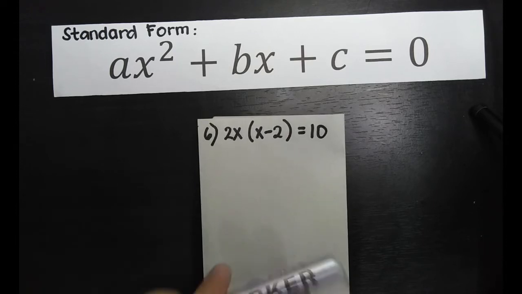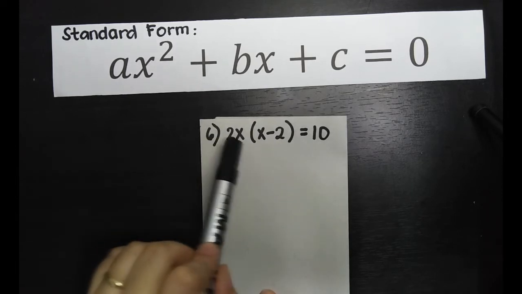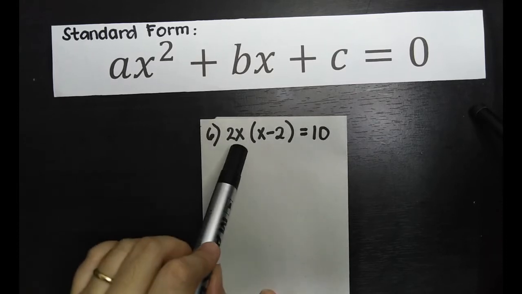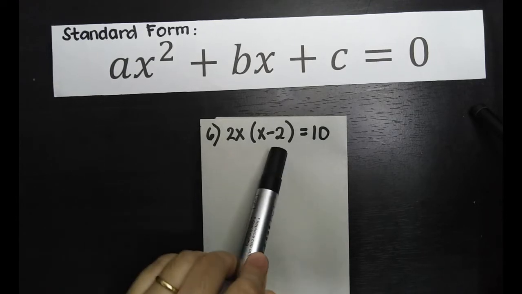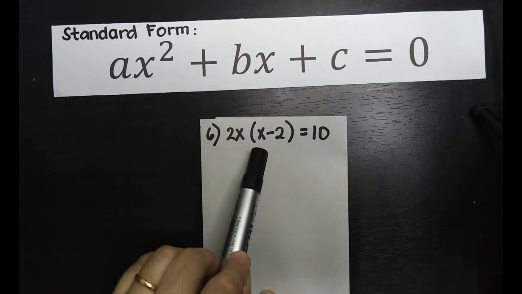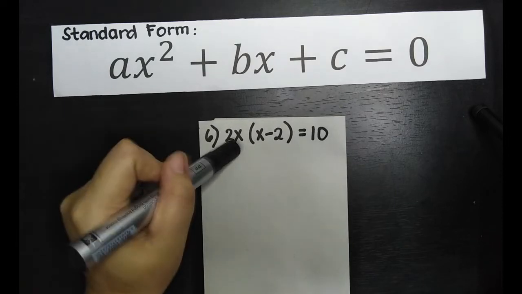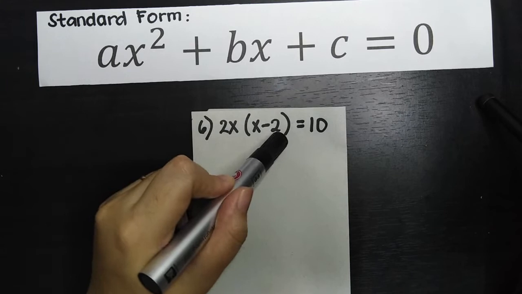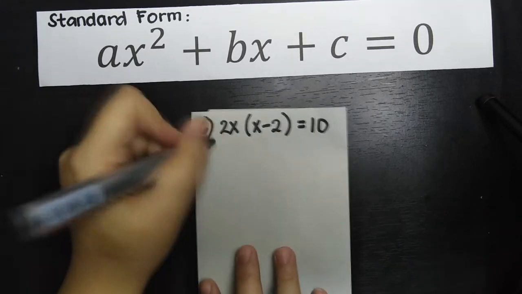Now in your grade 8, in your previous learnings, if we are going to multiply this monomial, because we need to simplify it, right? So, if we are going to multiply this monomial, 2x, times a binomial, which is this x minus 2, we will use distributive property. Okay, so meaning, 2x times x and 2x times negative 2. That will be our terms. So, let's do it.